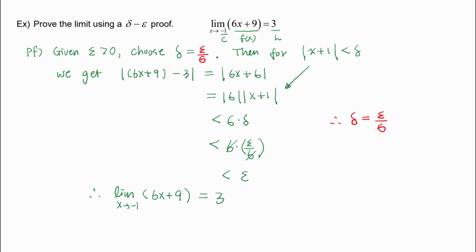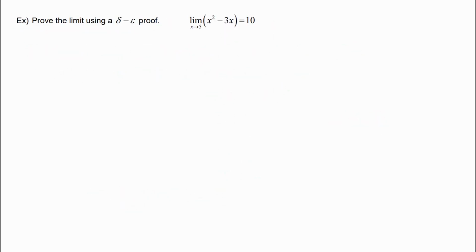In the next example, your function is going to be quadratic and it's a little bit harder, but it's a very similar idea. We are ready to learn how to prove the limit of a quadratic function now. Prove the limit using a delta epsilon proof. Limit as x approaches 5 of the quantity x squared minus 3x equals 10. So again, my c is 5. F of x is the quantity x squared minus 3x. L is 10. And here is the proof.